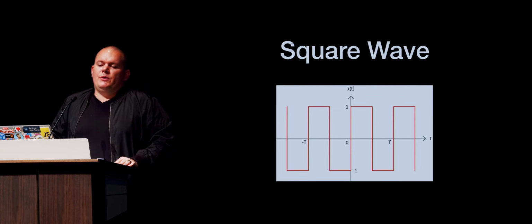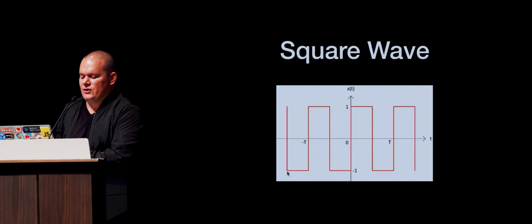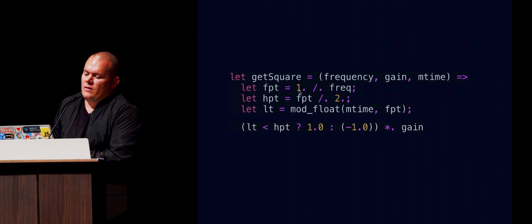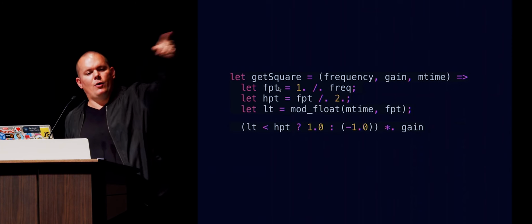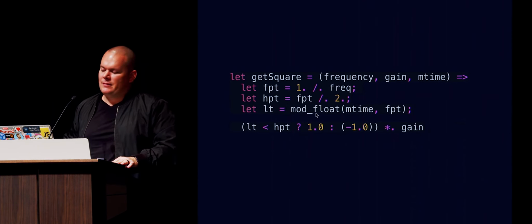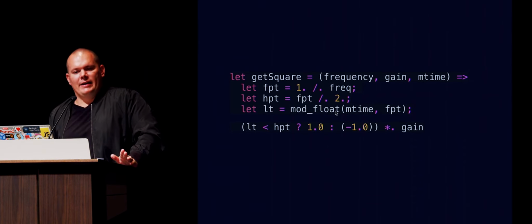So next, let's look at how you do a square wave, because there's not a fun math function for that built in. If we look at this, it just hops between the lower extreme and the higher extreme. We look at this function right here. We have the frequency, gain, and time. FPT is full period time, so 1 divided by the frequency is the time that it takes for the entire wave to oscillate one time. Half period time is reasonably self-explanatory. And local time is where you're at right now.